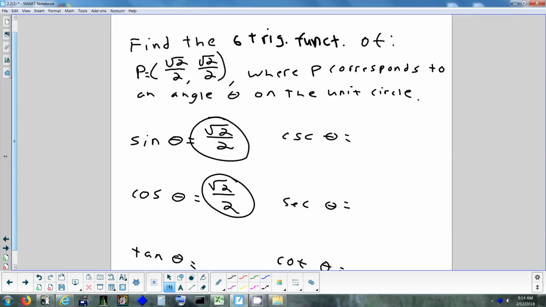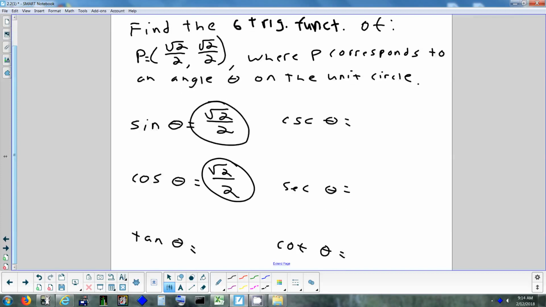Okay, and Justin, what's our formula for tangent? Y over x. It's y over x. Now the y and the x are the same. So what do you get when you divide two things that are the same? 1.